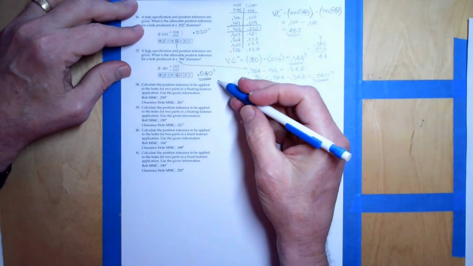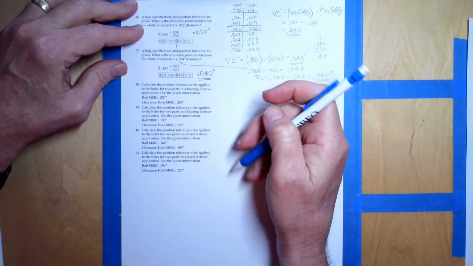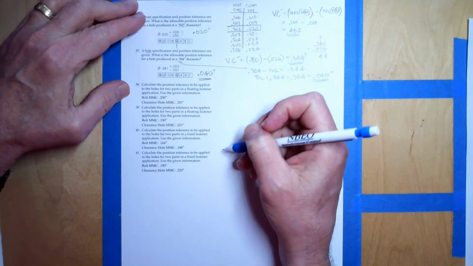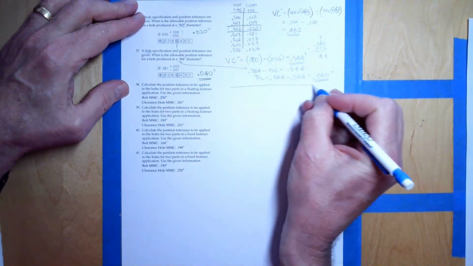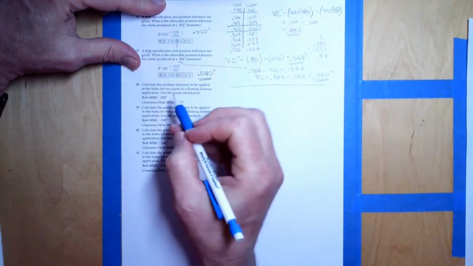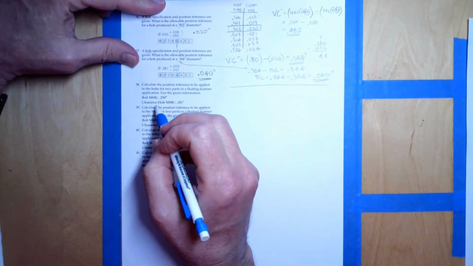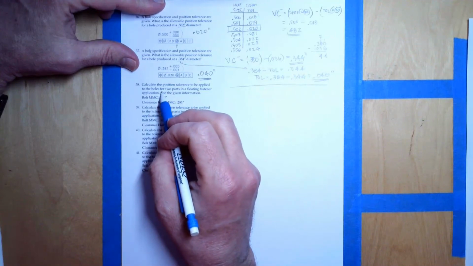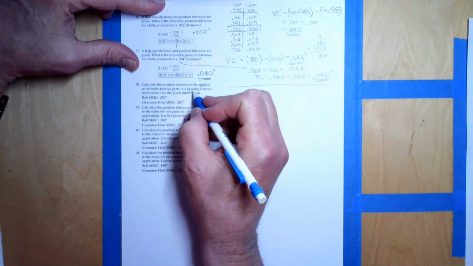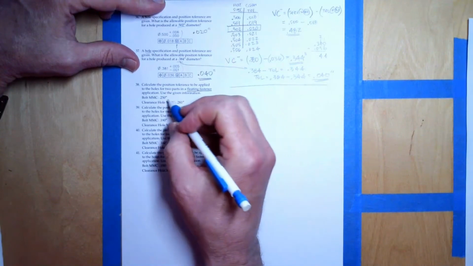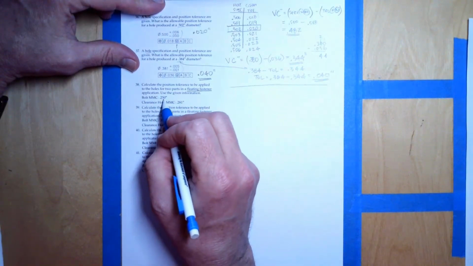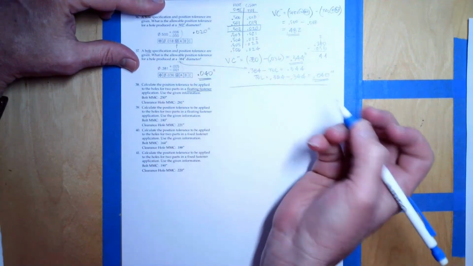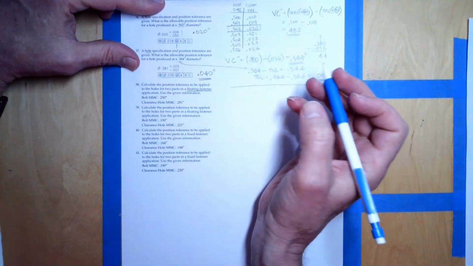Okay, moving on to the next 4 problems. These are all going to be fastener equation problems. Okay, so let's draw a line through that. Looking at problem number 38, it says calculate the positional tolerance to be applied to the holes for 2 parts in a floating fastener application. Use the given information. Bolt MMC size is 1/4 inch. Clearance hole MMC size is 0.281. Okay, so this should be pretty straightforward.